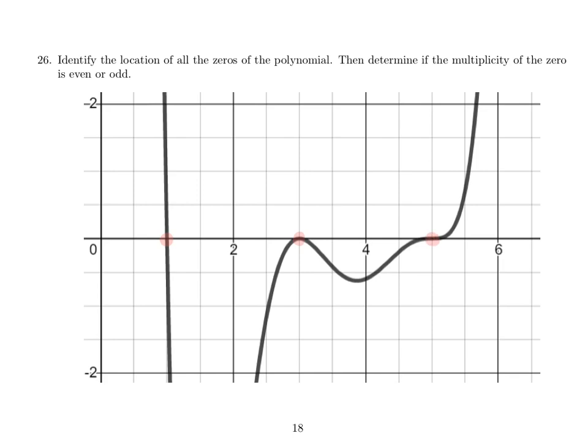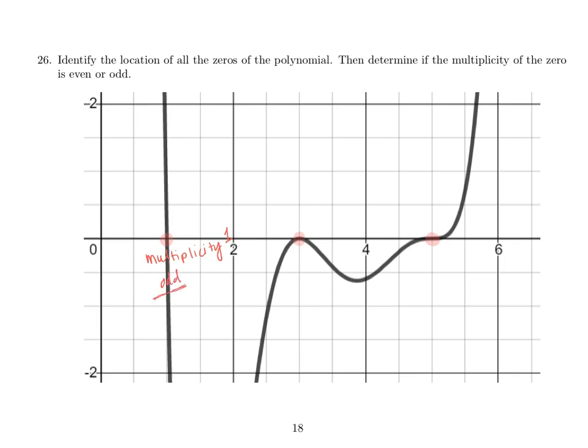If you're asked to identify them, all you're going to do is highlight or circle where that crosses the x-axis. That would be fine. Then determine if the multiplicity of the zero is even or odd. So remember, if it goes straight through, it's a multiplicity of 1. So this would be a multiplicity of 1 because it goes straight through. Well, 1 is odd. So this would be an odd multiplicity.